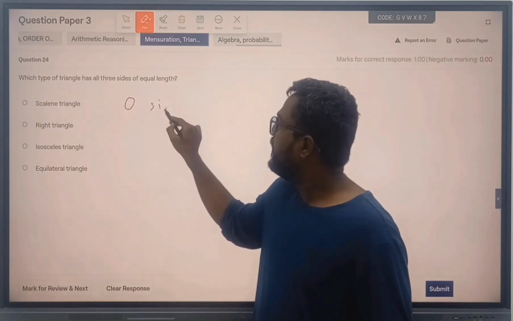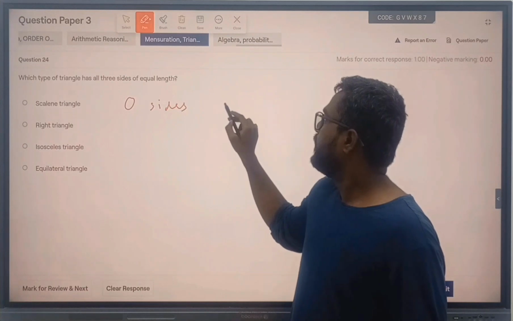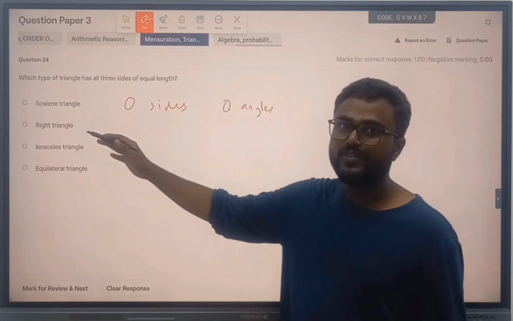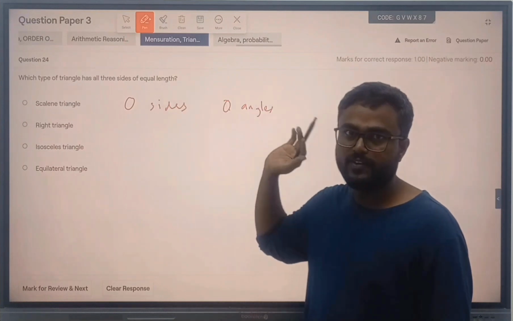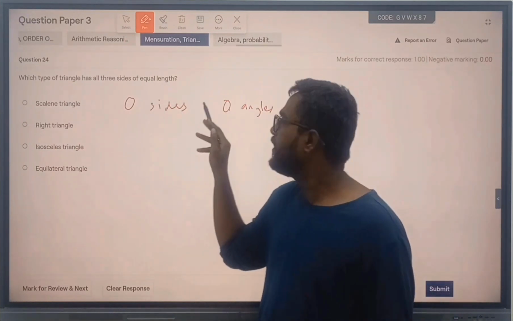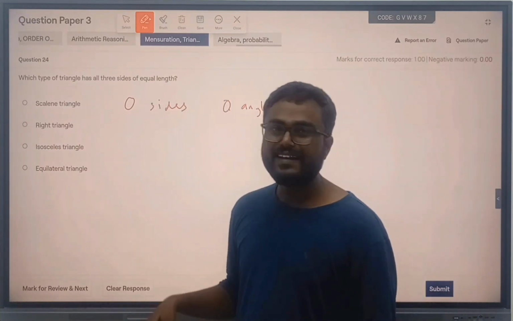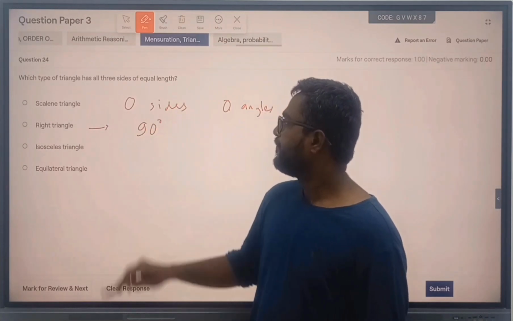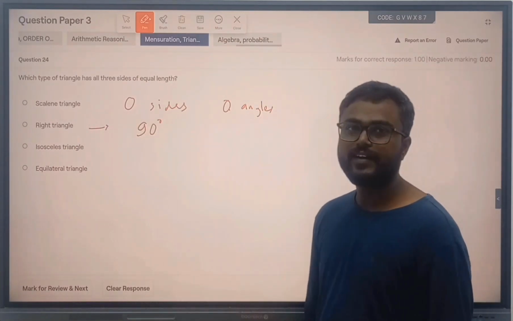Zero sides, zero angles. I'm just talking about the similarity or congruency of this. So zero sides are equal, zero angles are equal. In a right triangle, one angle is 90 degrees. This is only one case for the right triangle.